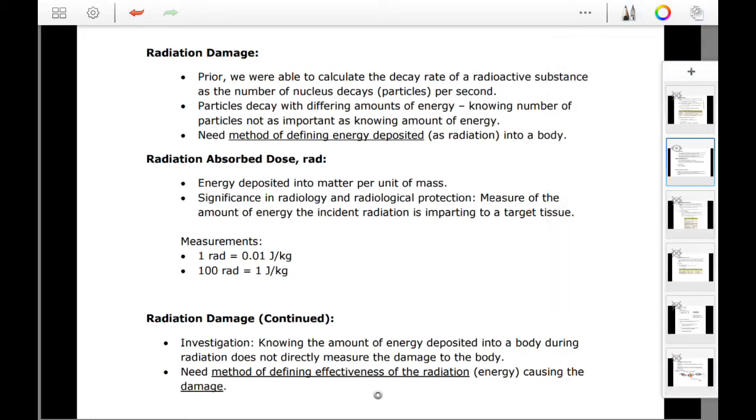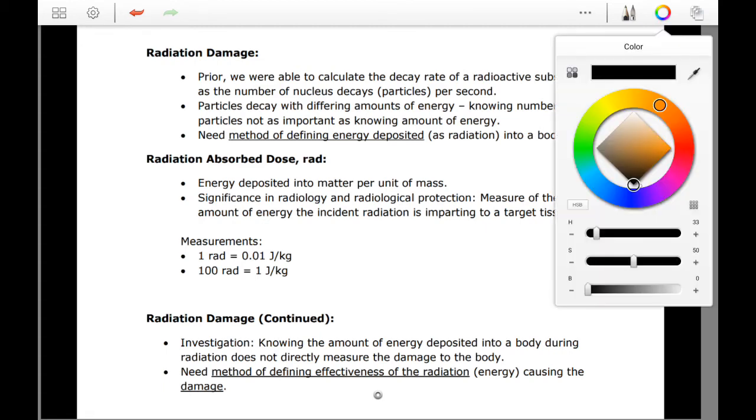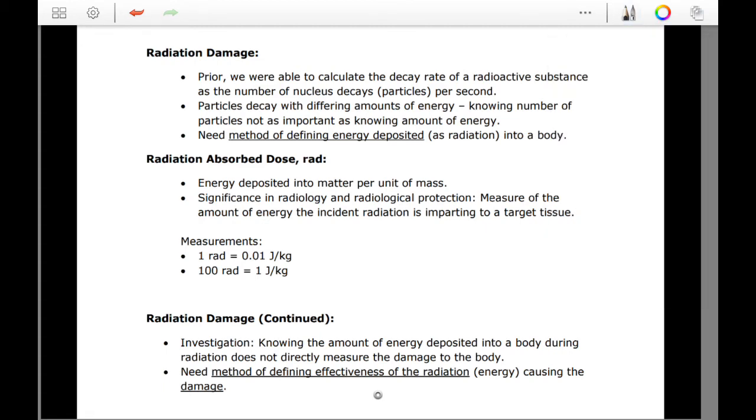And I didn't write it here, but one joule per kilogram is actually equal to 1 gray. And so we can write gray here, and this is abbreviated as GY. So this is rads and gray. And so this is going to come up a little bit later.